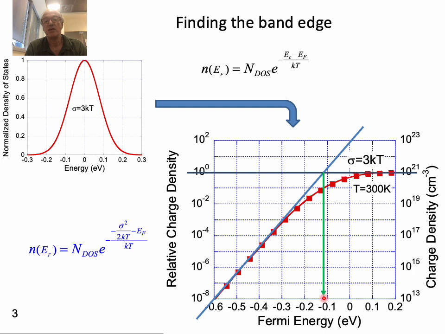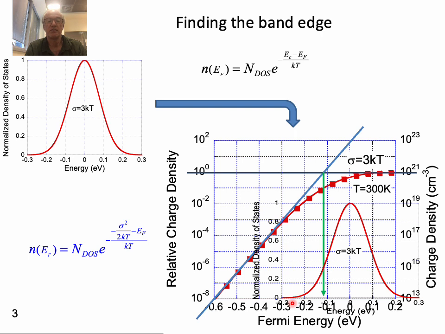And if we do it more rigorously, it is possible to show that depending on the width of the Gaussian, the real effective band edge is going to be shifted downwards by sigma squared divided by 2 kT. And just to place everything in context, I've overlaid here the Gaussian. So you see it's somewhere below the middle of it.